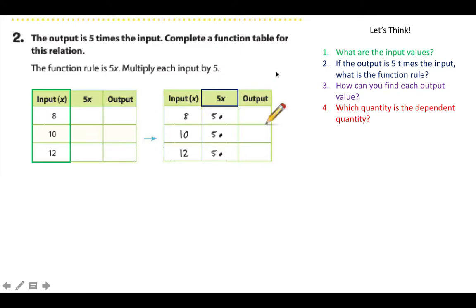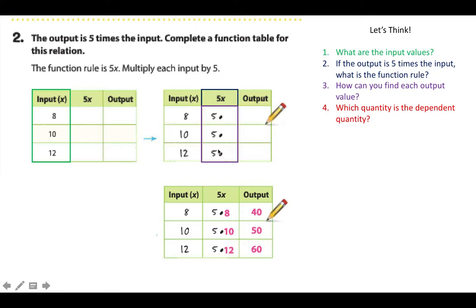How can you find each output value? We're going to multiply each of our input values times 5. 5 times 8, 5 times 10, 5 times 12. Okay? So when we do that, we get 40, 50, and 60 as our output quantities or output values. Which quantity is the dependent quantity? Those are the outputs. These are all dependent upon what x is equal to.